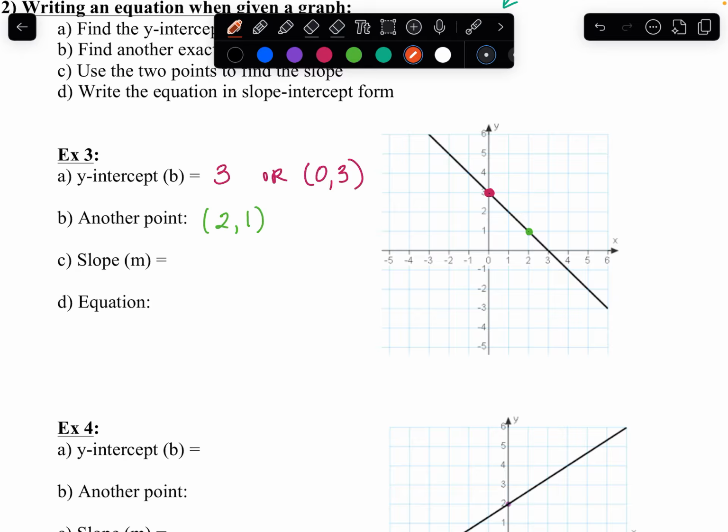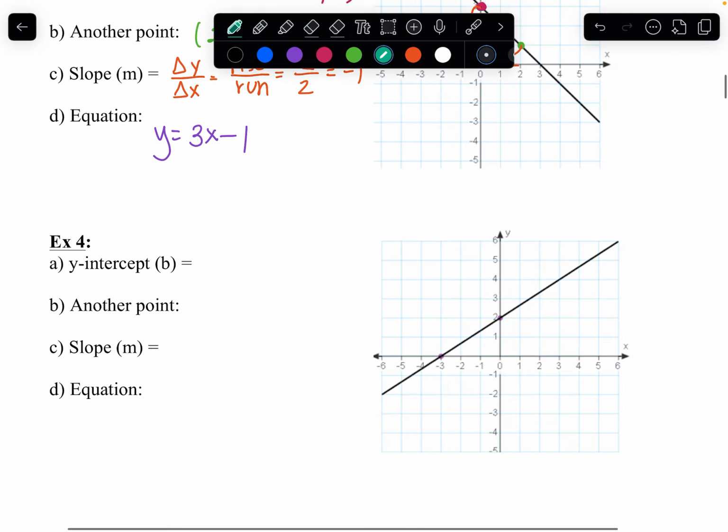And so we're going to count. So it's rise. In this case, we went down. So -2 over 1, 2. And so our slope, remember, is the change in y over the change in x, also known as rise over run. So in this case, we would have -2 over 2, which simplifies to -1. So bringing our y-intercept and our slope together, we would get y equals -1x plus 3.